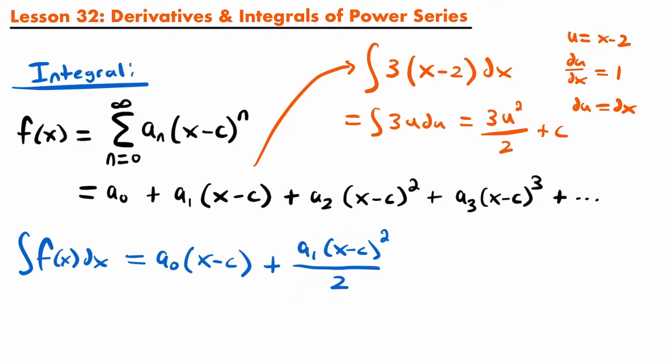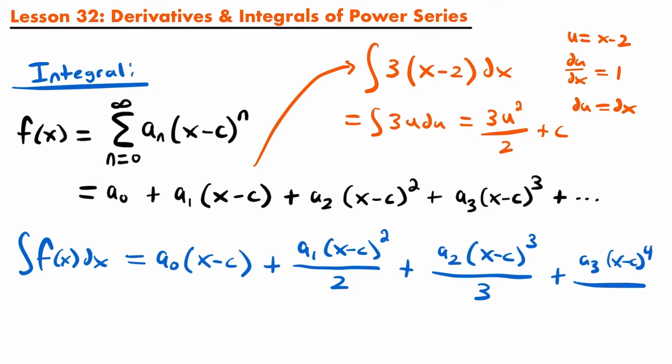And if we do that again for our next term, a sub 2 times x minus c squared, we would have a sub 2 times x minus c to the power of 3, we're adding 1 to that exponent, and then divide by that new exponent again. All right, we are allowed to continually do that because the derivative of x minus c is just going to be 1. We can entirely skip that u substitution step and just use the power rule of integration for each of those terms. All right, so we could do that one more time and have a sub 3 times x minus c to the 4th power divided by 4, and we could continue on from there. We're just adding 1 to that exponent and then dividing by that new exponent.